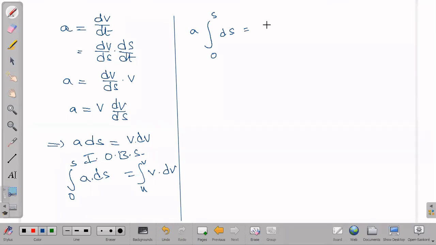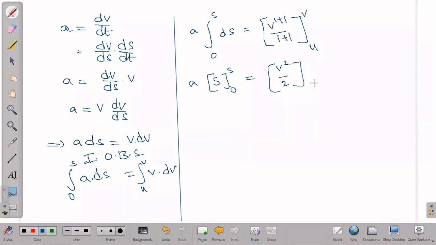So v into dv, same as the previous problem, the form x to the power n, integrated to x to the power n plus 1 by n plus 1. The n value is 1, and in place of x we have v. So it is v to the power 1 plus 1 by 1 plus 1. We just applied it, so I am writing it directly without writing the formula. The limits are from u to v. So a into, the integration of ds is s, with limits 0 to s. On the other side, v square by 2, with limits from u to v. Now a into, applying the limits, upper limit s, lower limit 0.